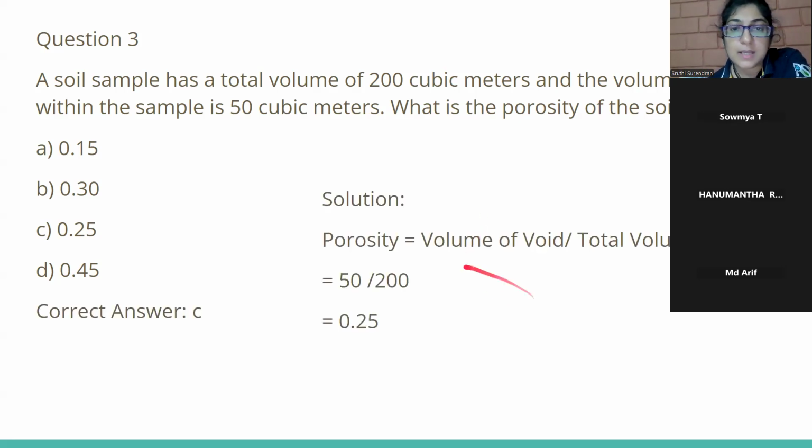The correct answer is option C. Porosity is the volume of voids to the total volume of the soil. So it is 50 divided by 200, which is 0.25.